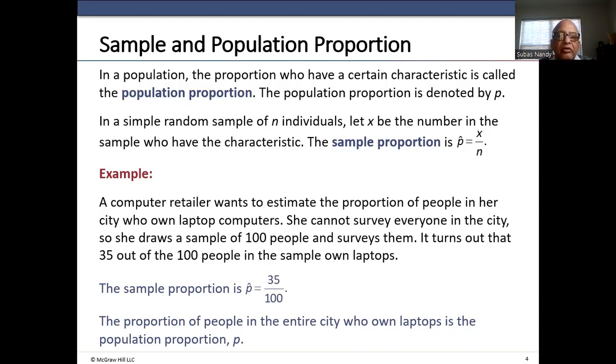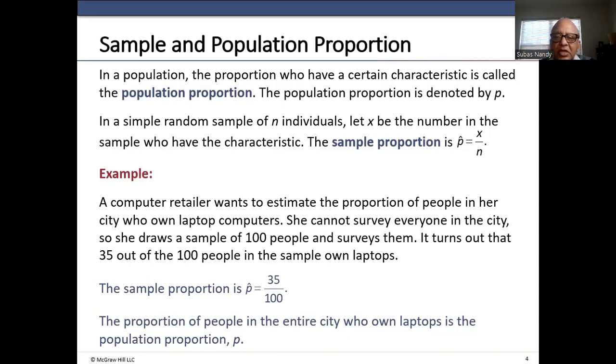Now, this retailer drew a random sample of 100, and out of that random sample, 35 have laptop computers. So 35 is X, the number of successes, and n, the sample size, is 100. Suppose she draws another random sample of 100 of the city residents and finds out that 40 of them have laptop computers. In that case, P hat will be 40 over 100 or 0.4.